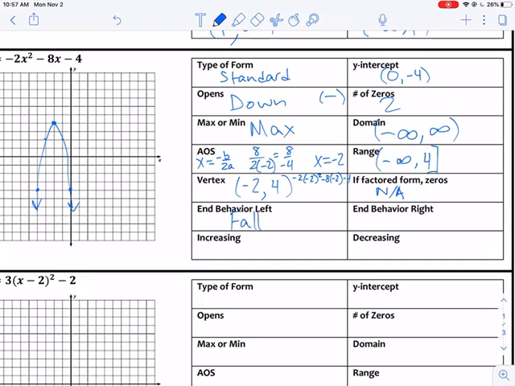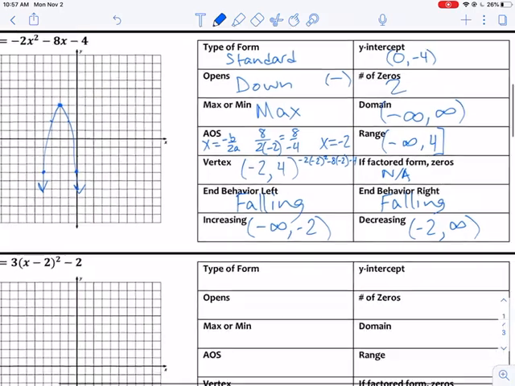End behavior left and right are going to be falling because it's going down. And we're going to start with increasing as we go left to right. So negative infinity all the way to our x value of negative 2. And then we're going to decrease from negative 2 to infinity.